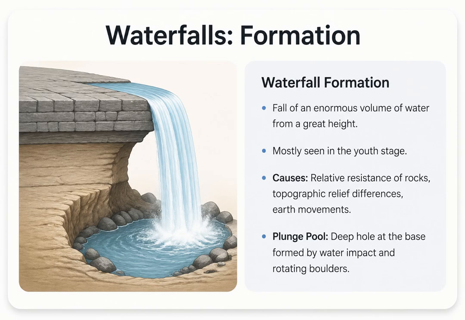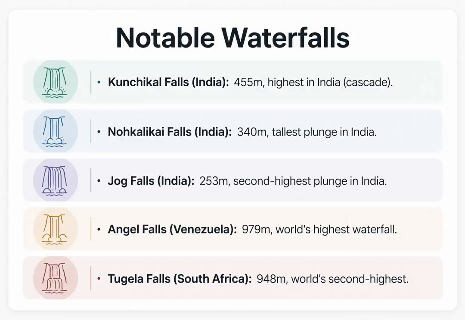Waterfalls are perhaps the most dramatic fluvial features. They are simply the fall of an enormous volume of water from a great height, almost exclusively found in the river's youth stage. They often form where a layer of hard, resistant rock sits on top of softer rock. The water erodes the soft rock underneath, creating an overhang that eventually collapses. The sheer impact of the falling water, along with boulders swirling at the base, carves out a deep, wide depression known as a plunge pool. To give you a sense of scale, let's look at some notable examples.